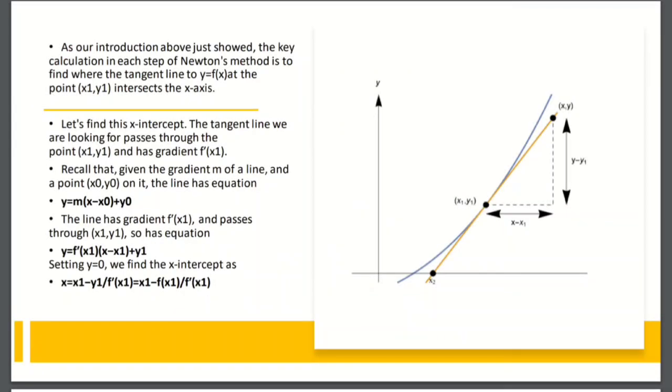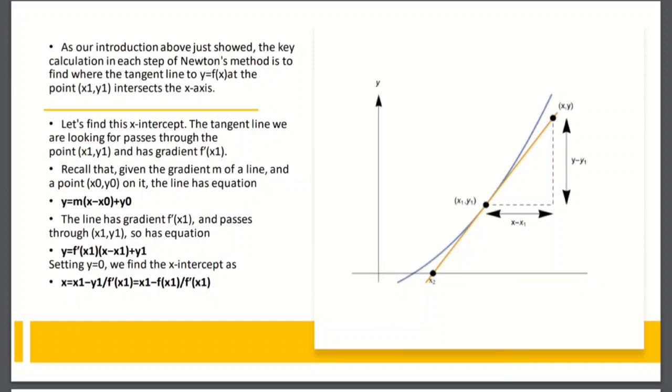as said, the key calculation in each step of Newton's method is to find the tangent line to f(x) at the point (x1, y1) and where it intersects the x-axis. Now initially let's find the x-intercept. The tangent to the line at (x1, y1) intersects the x-axis at x2.